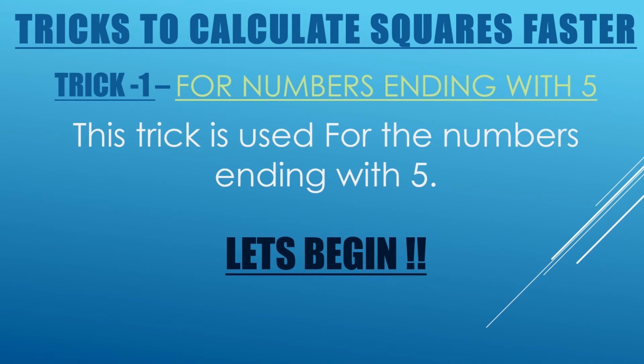Now let's start with the tricks to calculate the squares faster. Trick number 1 is for squares that are ending with 5. This trick is used for the numbers ending with 5. So let's get started.